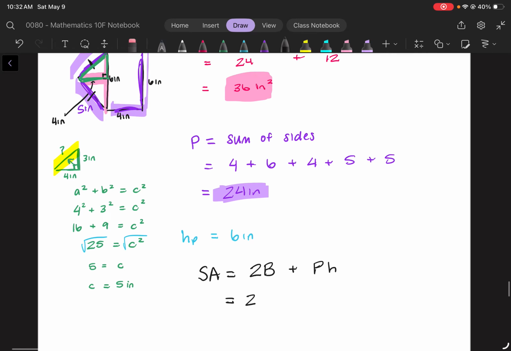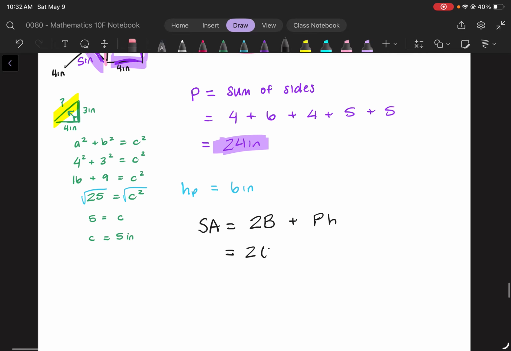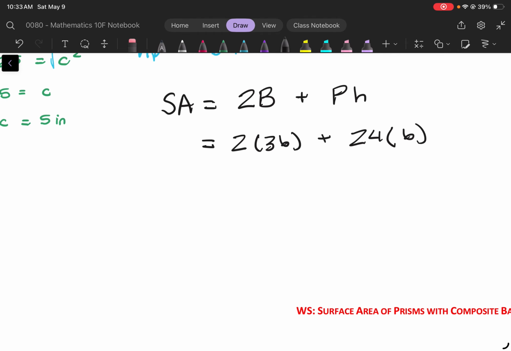So for area of the base, I got 36. For perimeter of the base, we got 24. For height, we got 6. And again, we are more than capable of taking a look at these numbers and multiplying them together. You do have a calculator. If we had to do some mental math or some side calculations, we could. But 2 times 36 is 72. 24 times 6 is 144. And when I add them together, I get 216 inches squared.